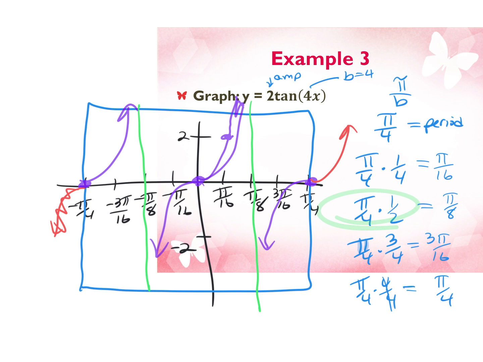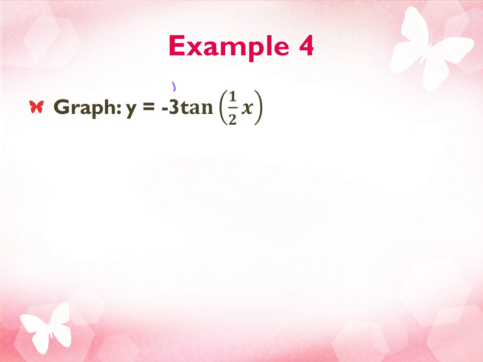Now the next one is going to be the negative x cubed graph, because the amplitude is negative. It's a negative tangent graph. So it's going to be flipped, like a reflection. So this time, here is my amplitude. This time it's going slower. So I'm taking pi, dividing it by 1/2, keep, change, flip it, and it becomes 2 pi.